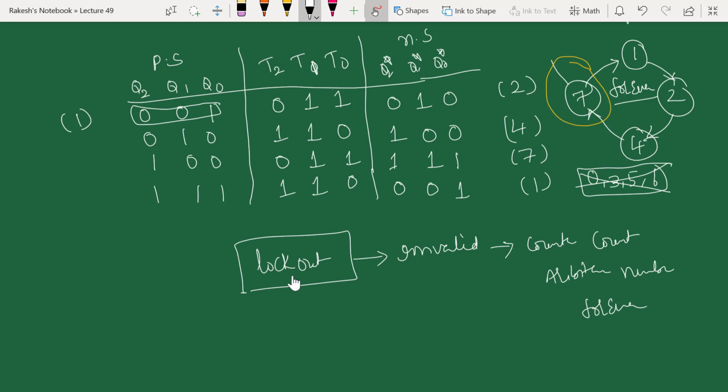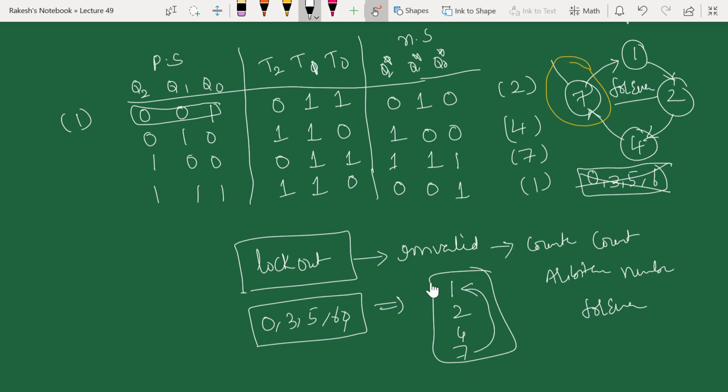So this is what is meant by lockout problem. In our case, it's supposed to count 0, 3, 5, 6, 0, but it is going to the state 1, then 2, then 4, then 7, again back to 1. So it will be in this loop forever. So now your counter is facing a problem. That problem is called lockout problem. We'll try to see how to avoid this lockout problem by two solutions in a moment.